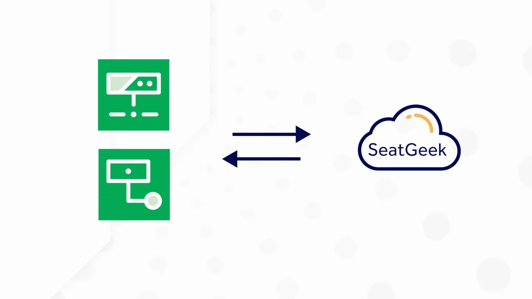SeatGeek is a live entertainment platform where customers can purchase tickets to events. We are going to connect to one of their web APIs and return some of those events. Now that we know what we are building, let's get started.